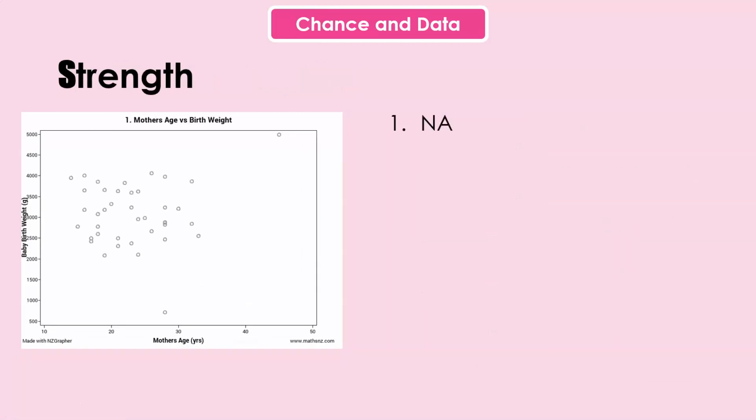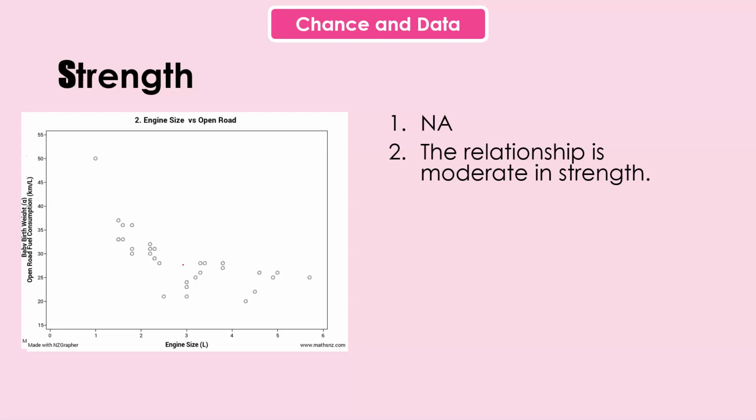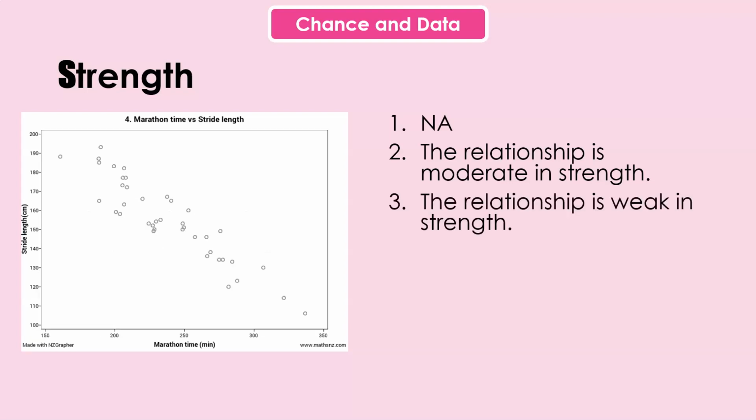Going back to the strength, obviously with the mother's age and birth weight, because there's no relationship, we say that there isn't any strength. If we look at the engine size and open road, we're quite comfortable that's moderate, so there is quite a bit of scatter. The rugby players' weight and height, again, quite scattered, so we say it's weak. Marathon time and stride length, we'll go with strong. There's very little scatter between those.